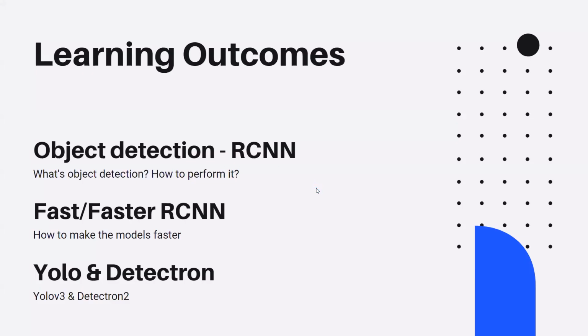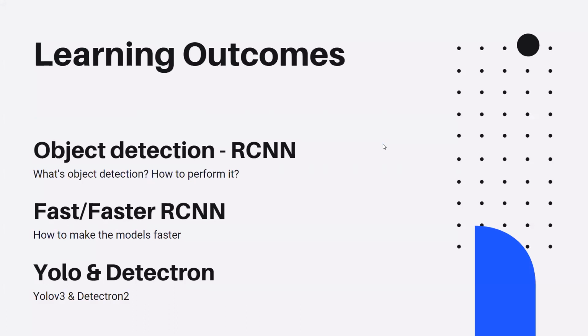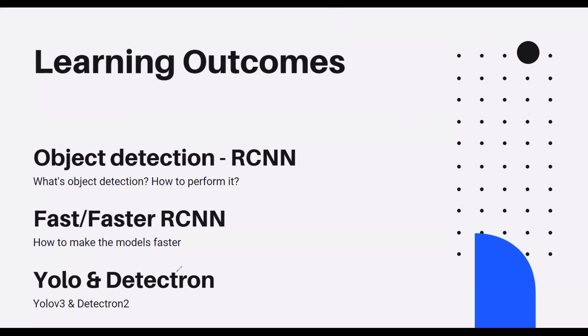For today's lecture, we're going to speak about, are we recording? Nice. Okay, so we're going to speak about object detection in general, and specifically about two of the most famous trees, let's say, of object detection, which is the RCNN family and, of course, the YOLO family.